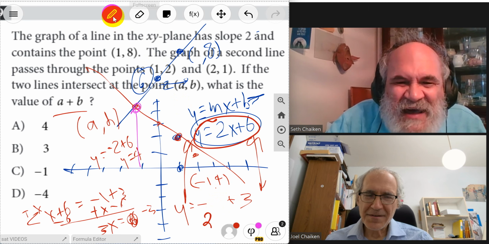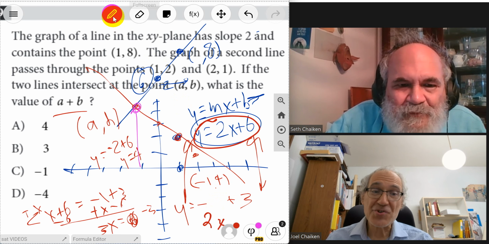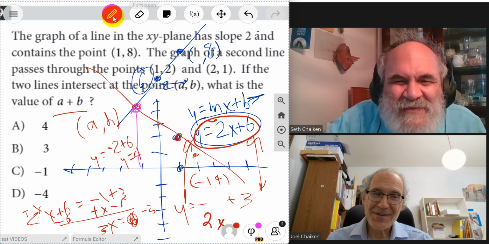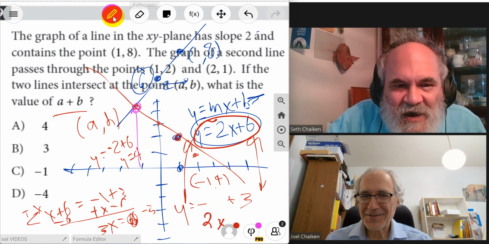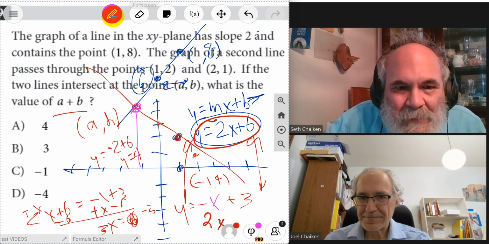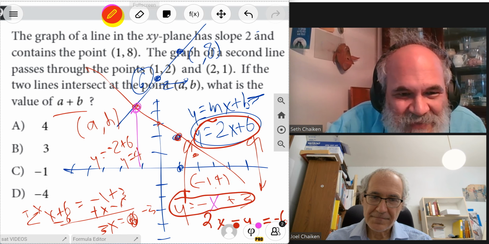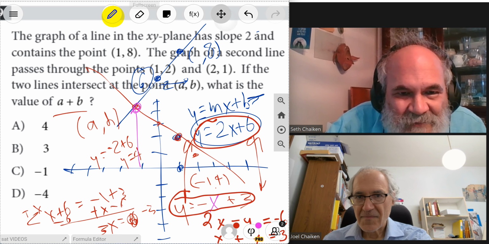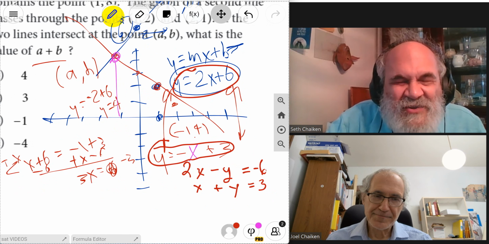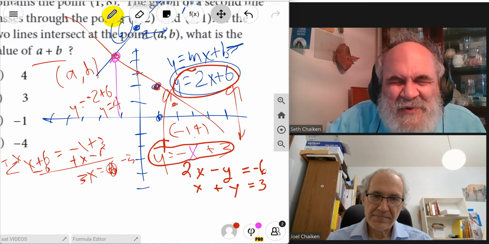I'm explaining how I got the insight. No, I know, but the point should be the trick, not how you solve the equation. Hold on. I rewrote this as 2x minus y equals minus 6. And then I rewrote this one as x plus y equals 3. And then I started to think of eliminating one of the variables, and I realized, golly.